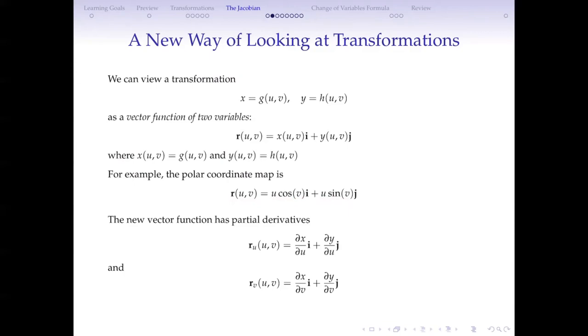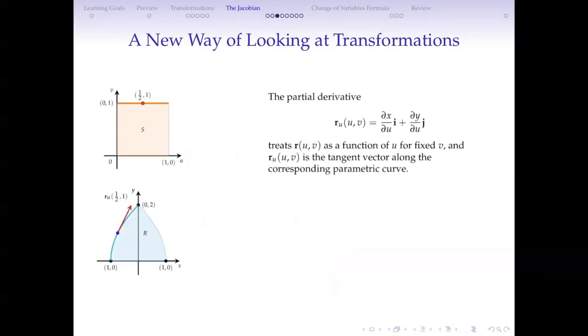This vector function has partial derivatives, which are themselves vectors. I want to talk about them for a minute and illustrate what they mean. So by r sub u of u and v, I mean the vector function of u and v, where the first component is the derivative dx du, and the second component is the derivative of y, dy du. R sub v means the derivative of this vector function with respect to v, where again I take derivatives on each component. What do these derivatives mean? This is going to be very important to understand.